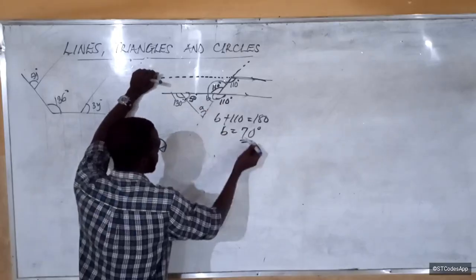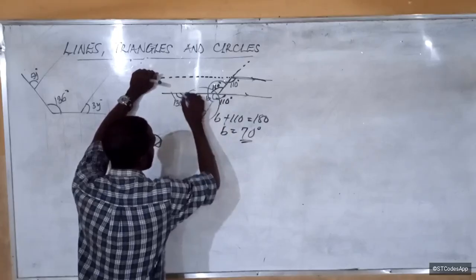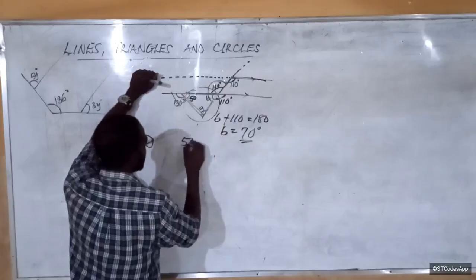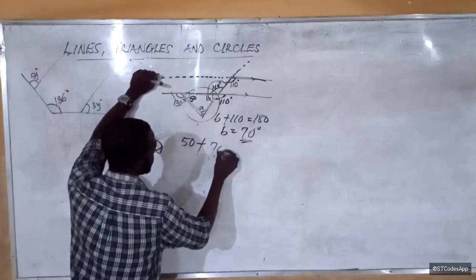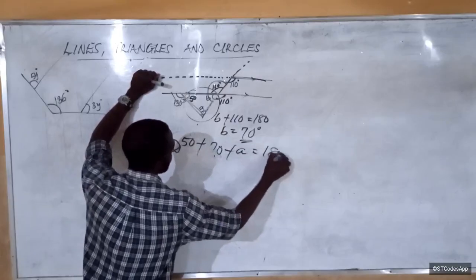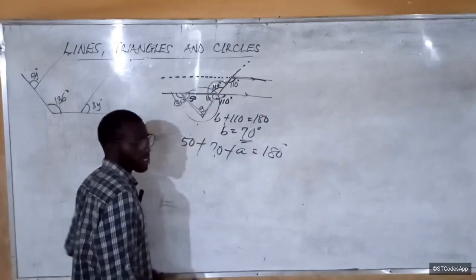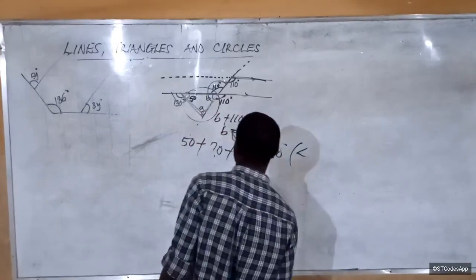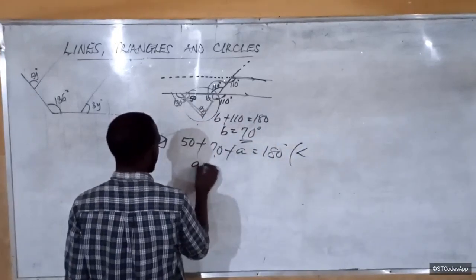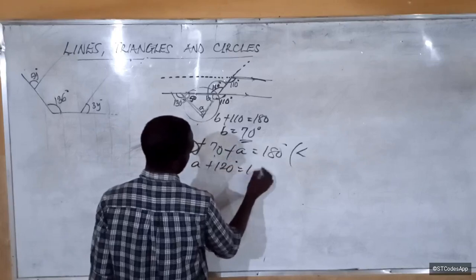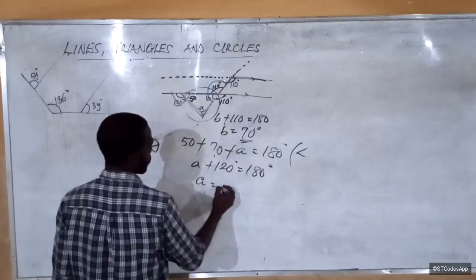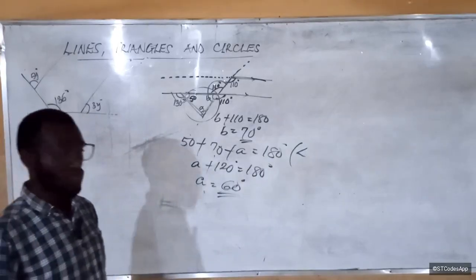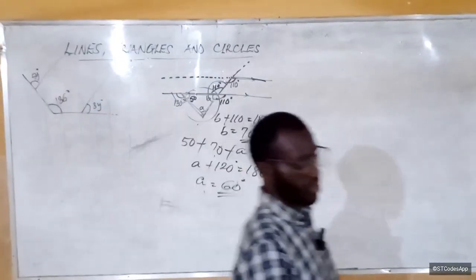So how do we now find A? We've gotten B to be what? 70. And everything here, what's this? Triangle. So everything here will be 50 plus B, which is now 70, plus A, should be what? 180. What's the axiom? Good. So this is 120. A plus 120 is equal to 180. So A is equal to 60. Do you understand? Did you get it?